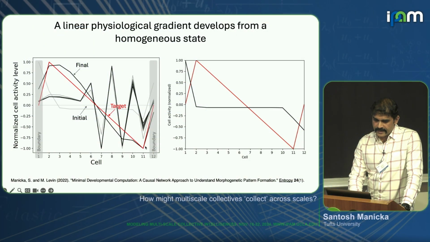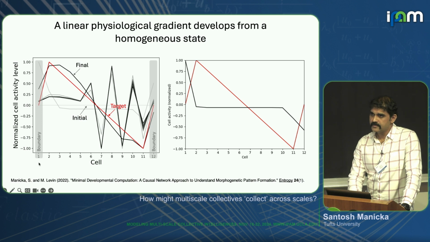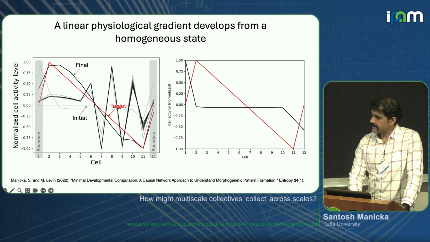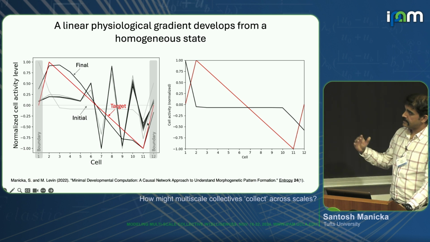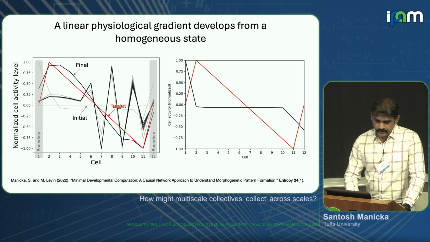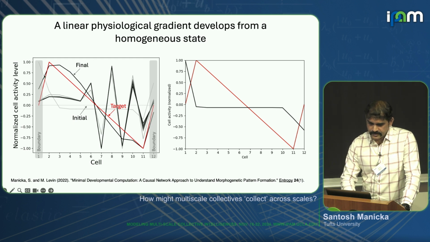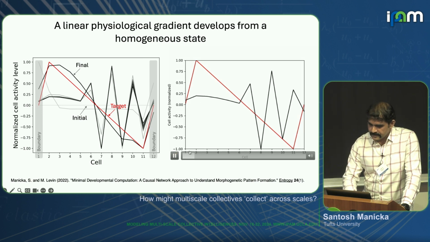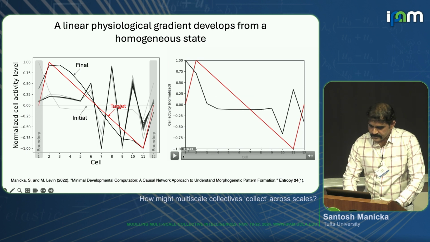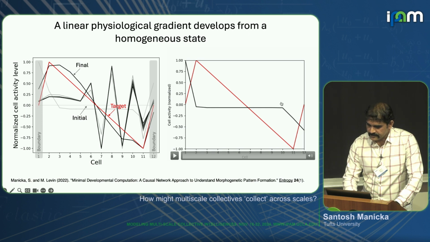So the horizontal axis is the cell, so it's just a simple 12-cell model. And the vertical axis is the normalized cell activity level. So this was the initial state. It's just horizontal. And the red line is the target that we wanted it to converge to. And you can see that the final state looks like this. So here's a video. I'll just quickly show this. So it starts from a uniform state, and then what happens is that from a uniform state, it develops this state.